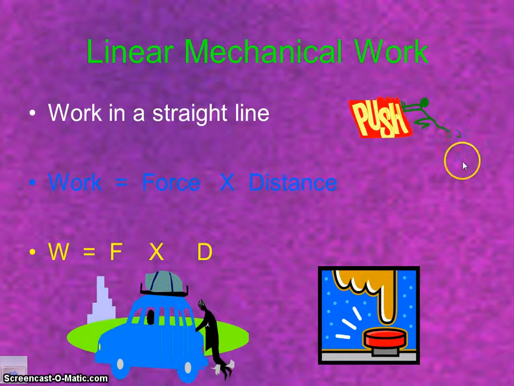So you see I got this guy here, pushing. It's force times distance. Work is W, force is capital F, and D is distance. And here they're applying a force to a button. They're applying the force down, the button is going down. Here you have a car. They're pushing the car in that direction. That's the direction that the car is going to move. So that's linear mechanical work.